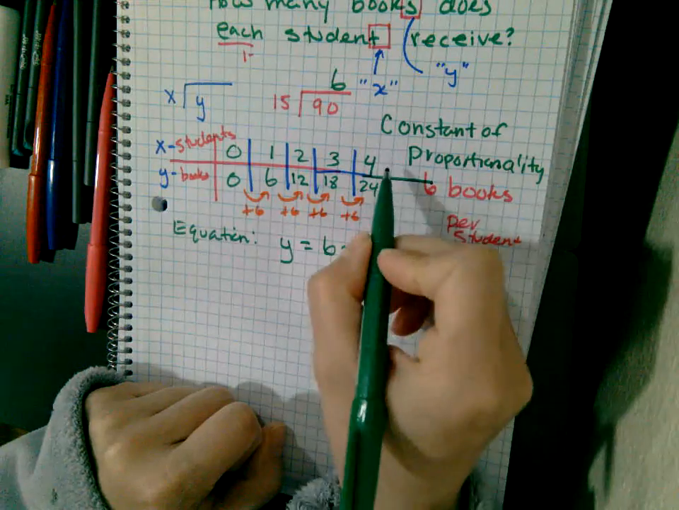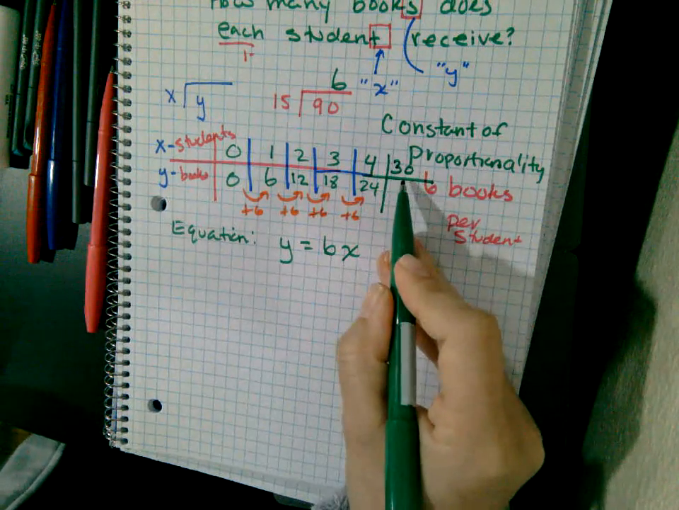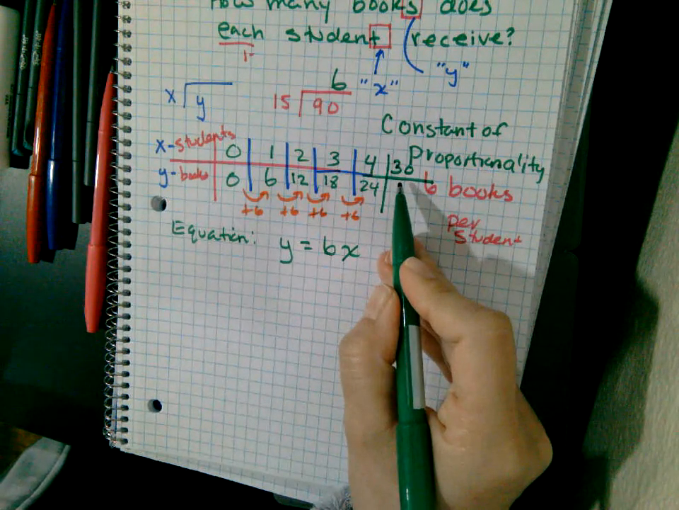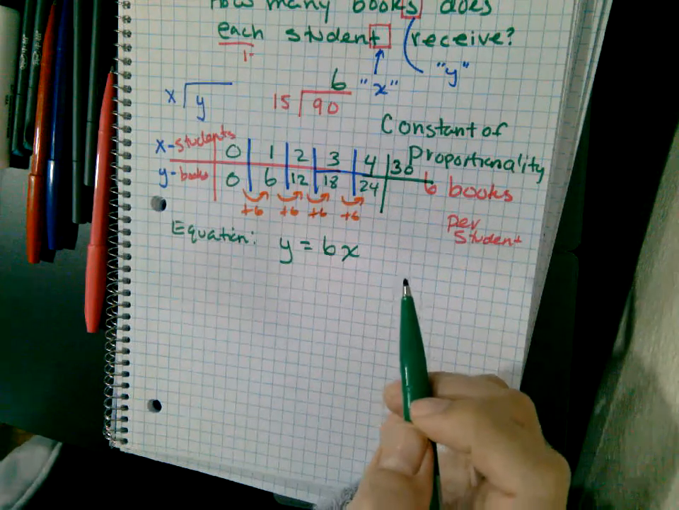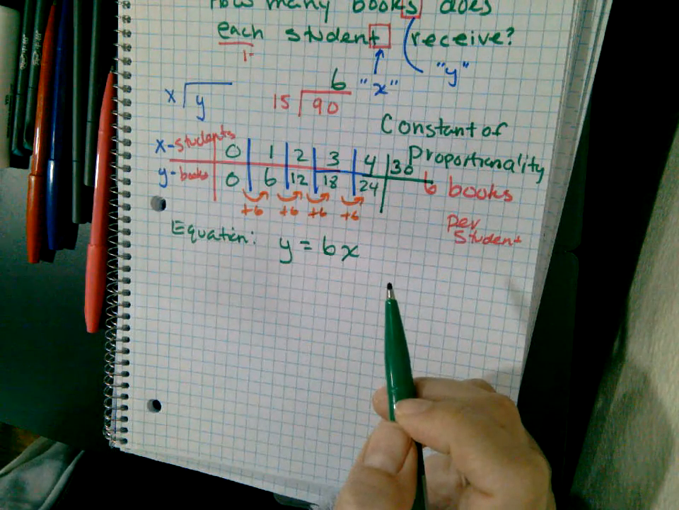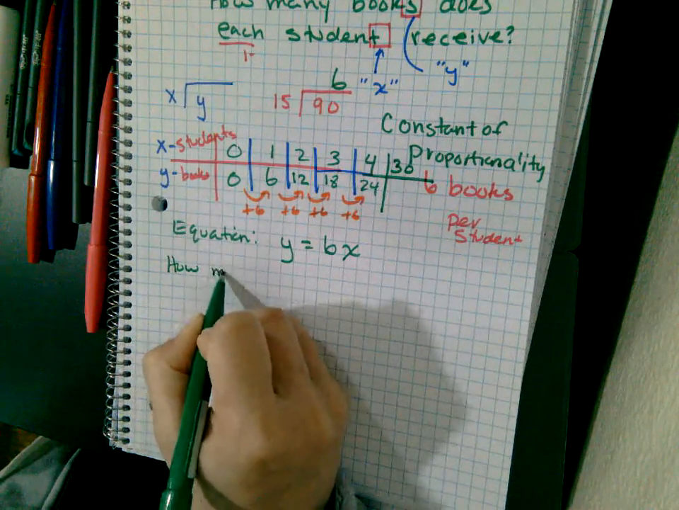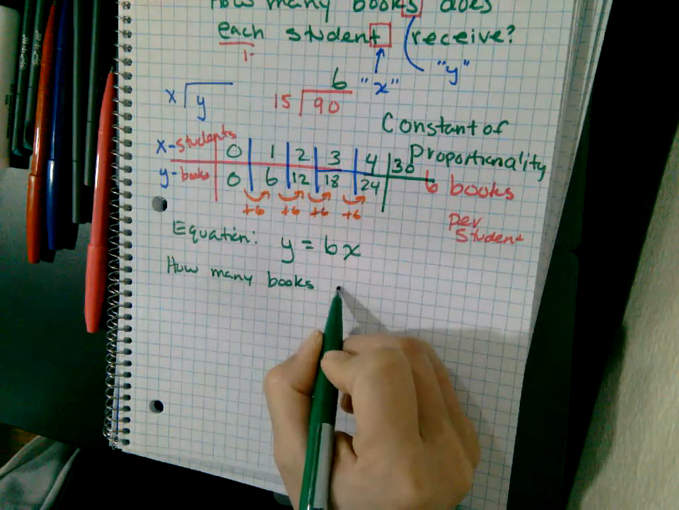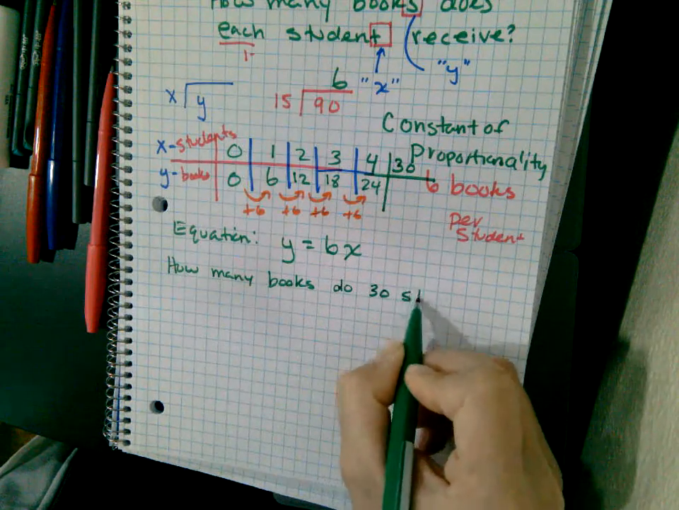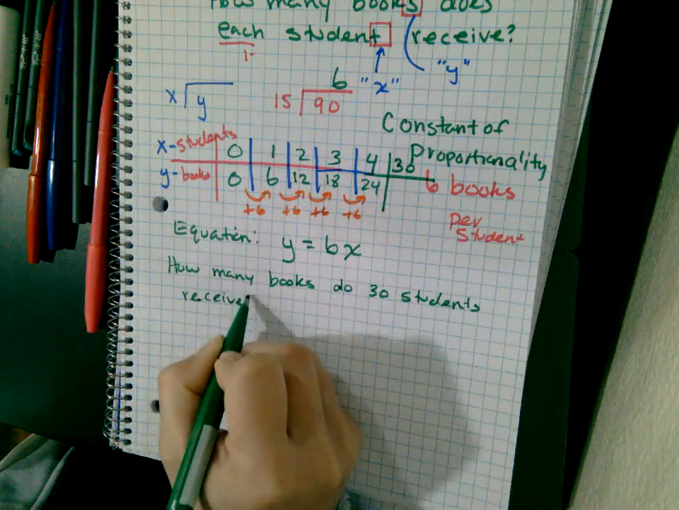So what if I skip over and I say, okay, kids, I have 30 students. How many books does 30 students get? I'm going to write that down. How many books do 30 students receive?